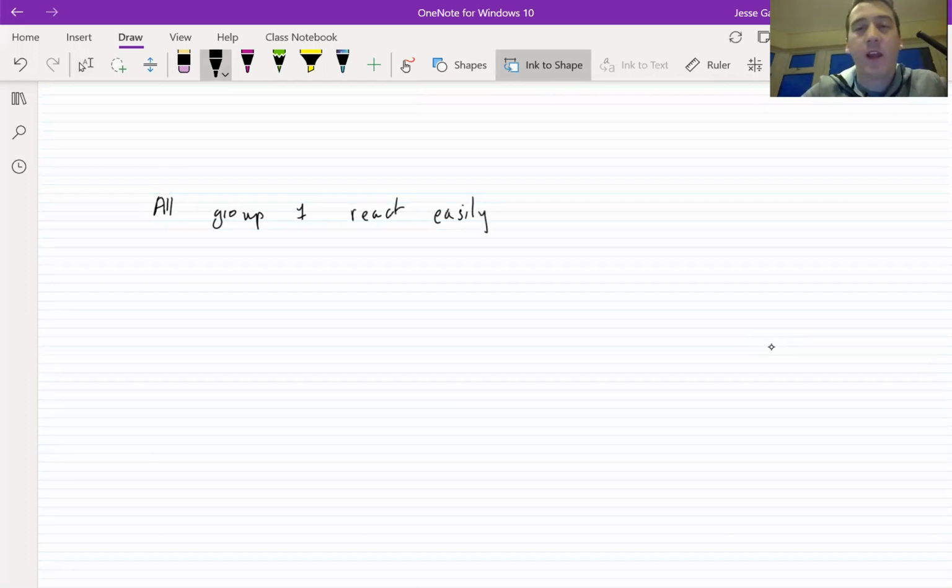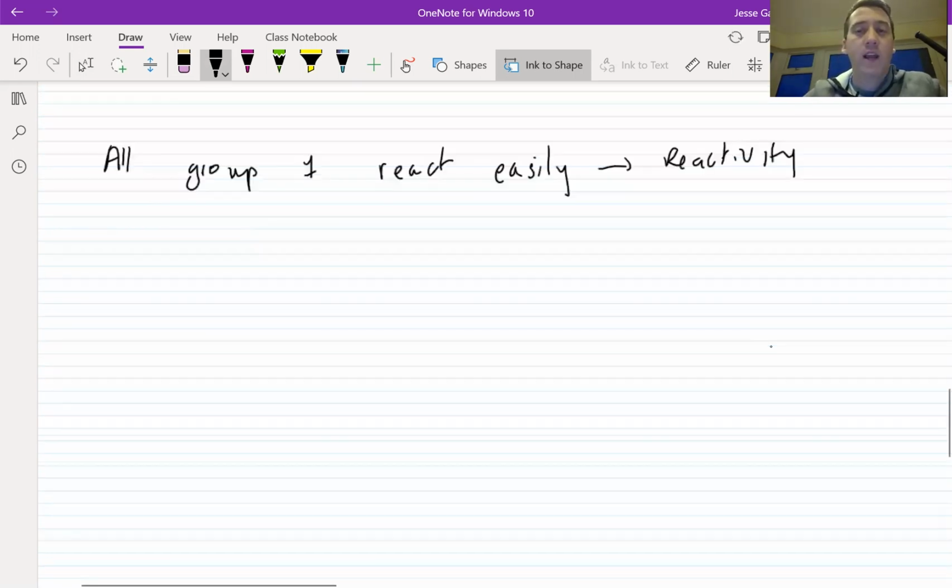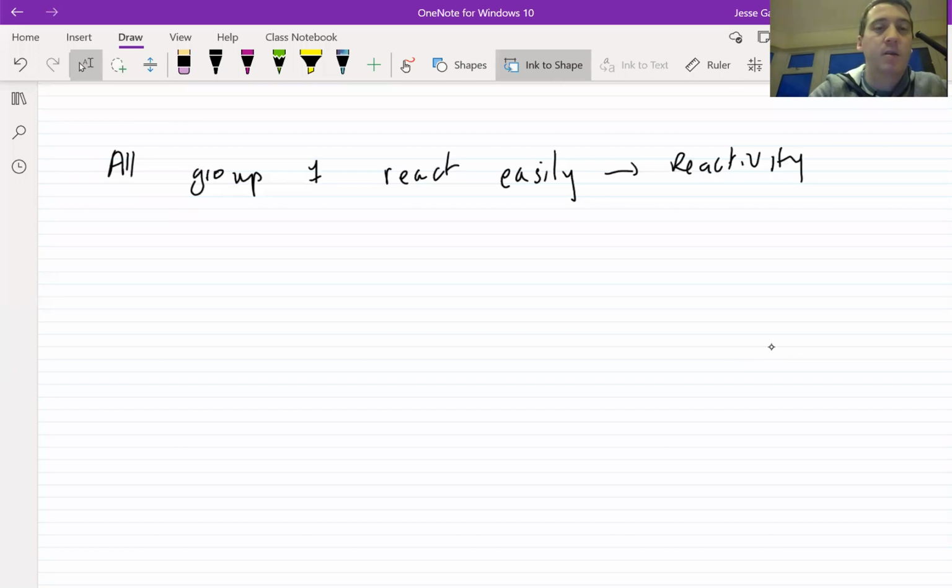Now, how easily something reacts, we call this its reactivity. Reactivity. Sorry, I'm making a mess of that spelling. Reactivity. Okay. So they have high reactivity. If they react easily, they have a high reactivity. So they all react easily, but there is a pattern. There is a trend or a pattern.